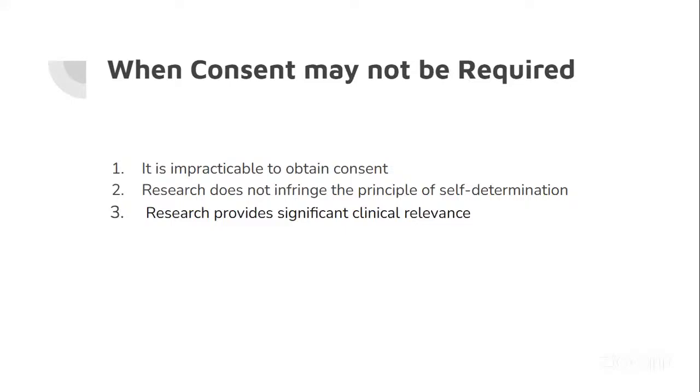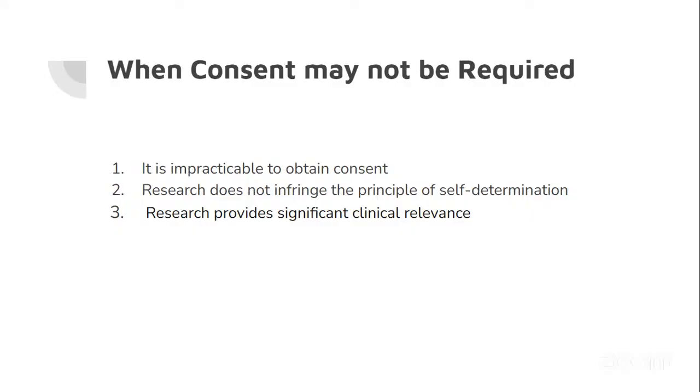But there are a few instances or circumstances where consent may not be required. However, number one, the criteria for these circumstances and conditions are very strict. Number two, the IRB approval needs to be there before we decide not to take the consent. And what are the three conditions? Number one, it is impracticable to obtain the consent. Number two, the research does not infringe the principle of self-determination. And number three, the research provides significant clinical relevance.